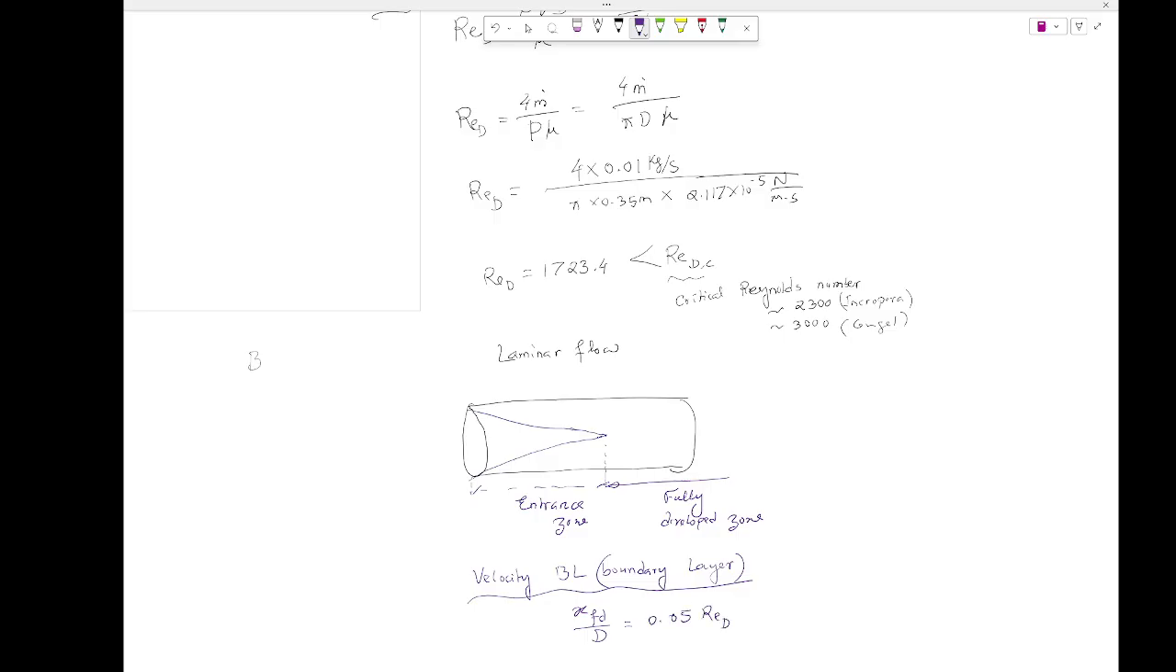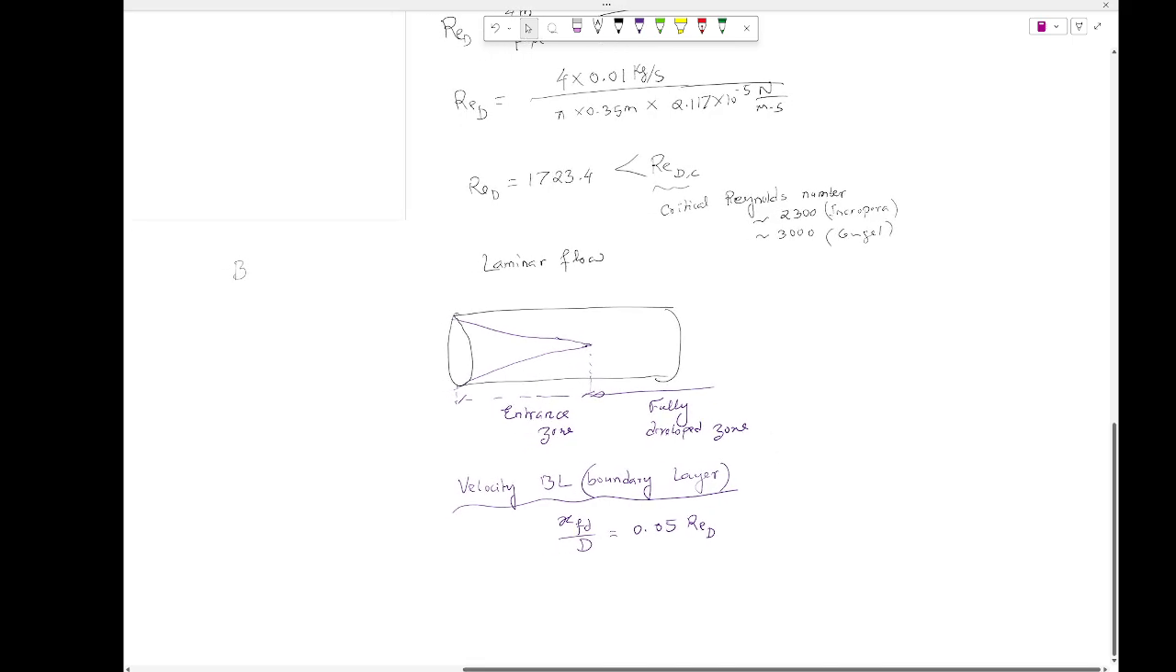0.05 Reynolds, okay? So this X_FD is what again? X_FD is the length where the fully developed hydrodynamic boundary layer happens, right? X_FDH. So can you find that value of X_FDH, which would be again 0.05 multiplied by D multiplied by the Reynolds number D, right? And I'm going to write the thermal boundary layer equation as well.